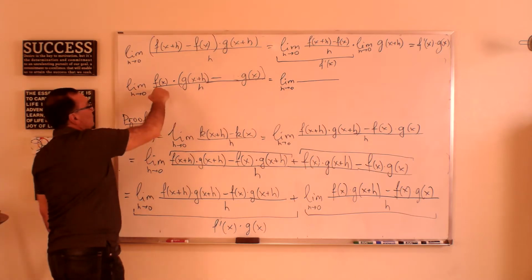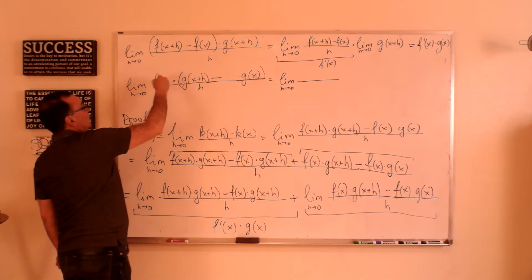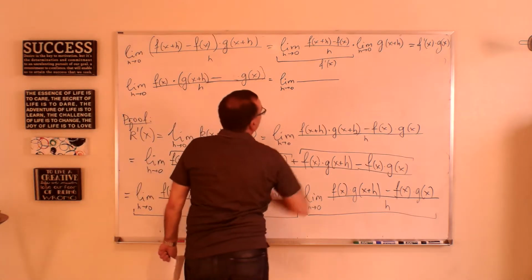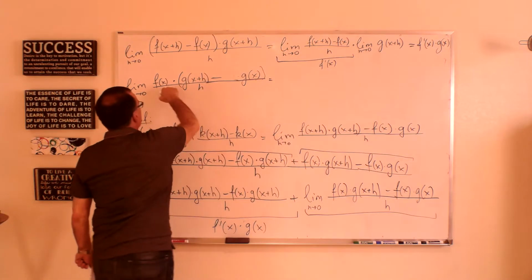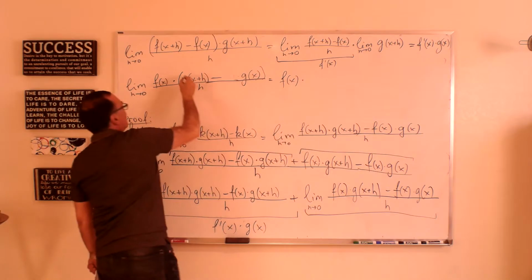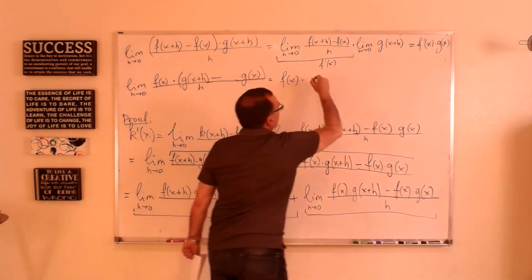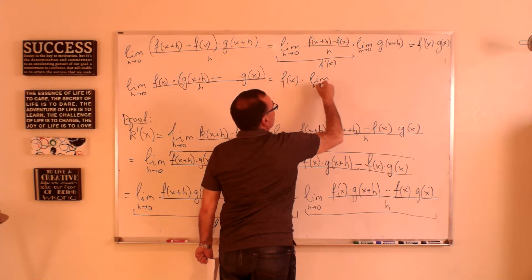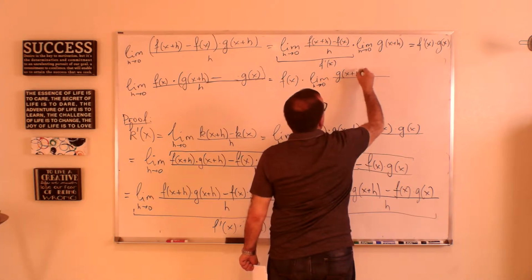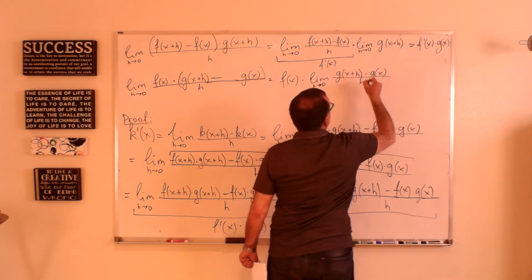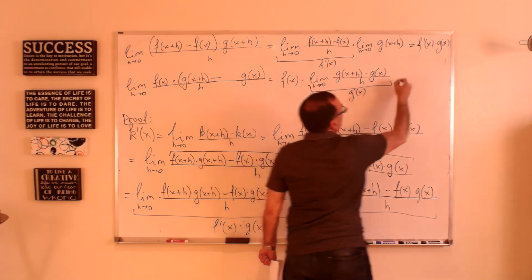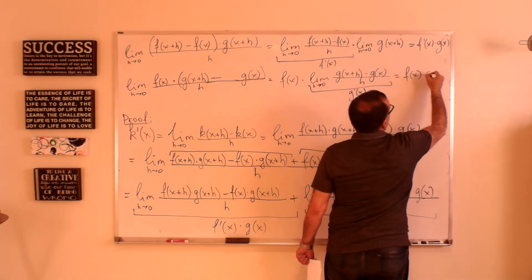Now, like before, I want to split this limit into a product of two limits. But f of x is constant, so the limit of f of x, because it's constant, is the same thing, so it will be f of x times the limit as h approaches 0 of g of x plus h minus g of x over h. And again, by definition, it's nothing but g prime of x, the derivative, and altogether we get f of x times g prime of x.